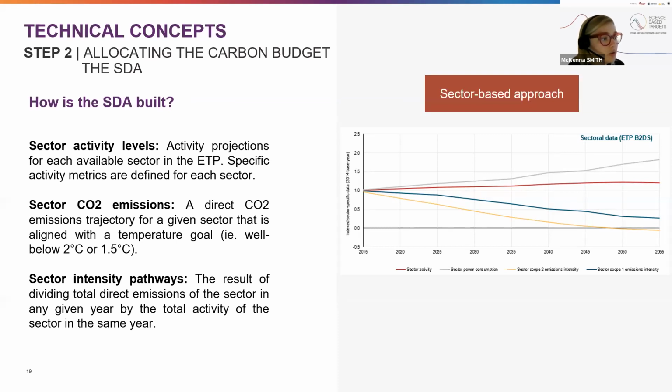Next, the sector CO2 emissions. So a direct CO2 emission trajectory for a given sector that is aligned with the temperature goal. In our case here, we're looking at temperature goals that are either well below 2C and then also 1.5C once those pathways are updated. So finally, the sector intensity pathway is the result of dividing the total direct emissions of the sector in any given year by the total activity of the sector within that same year.